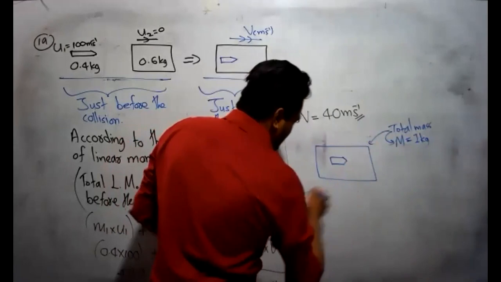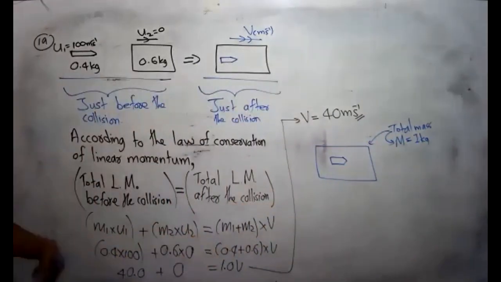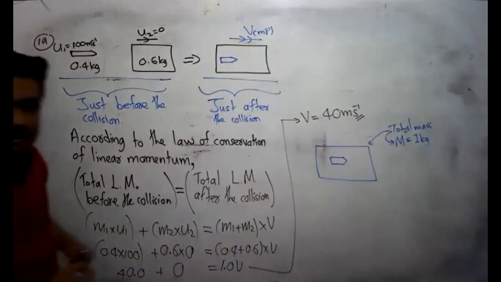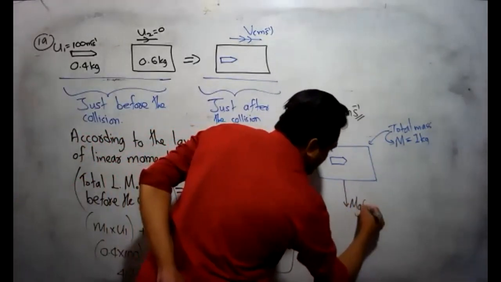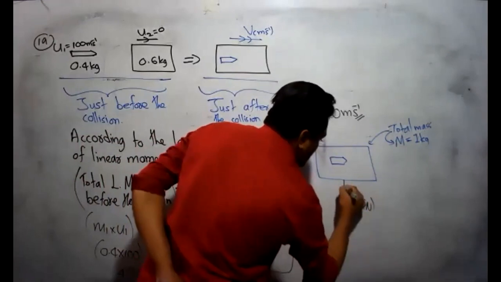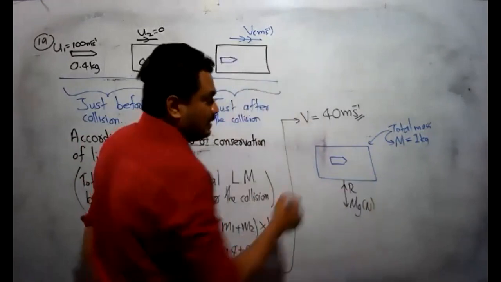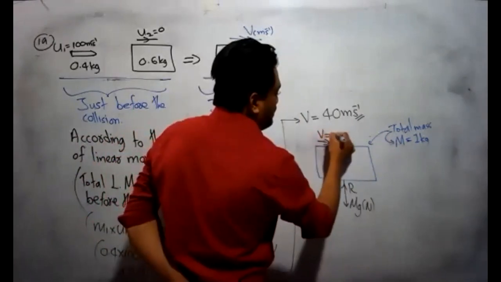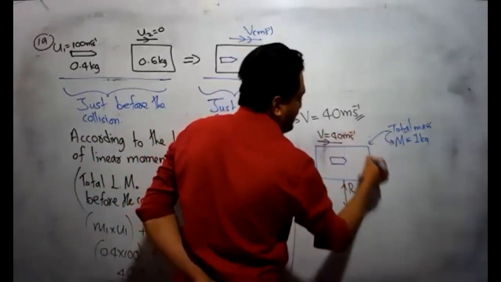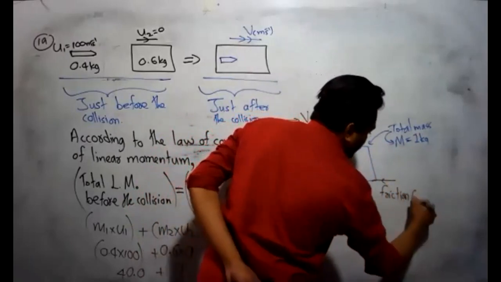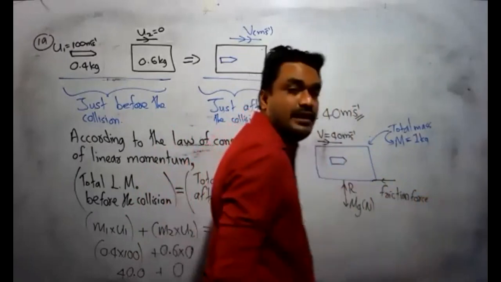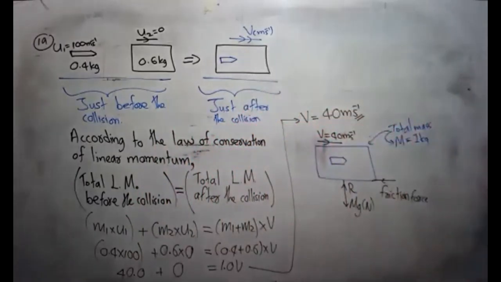Therefore, the total weight is acting downward. If the total mass is 1 kilogram, the total weight is acting downward as capital Mg. The normal reaction force is capital R. It starts to move with the velocity of 40 meters per second, and there will be a friction force. Right, please draw this figure here, because the next question is they have asked us to find the friction force.